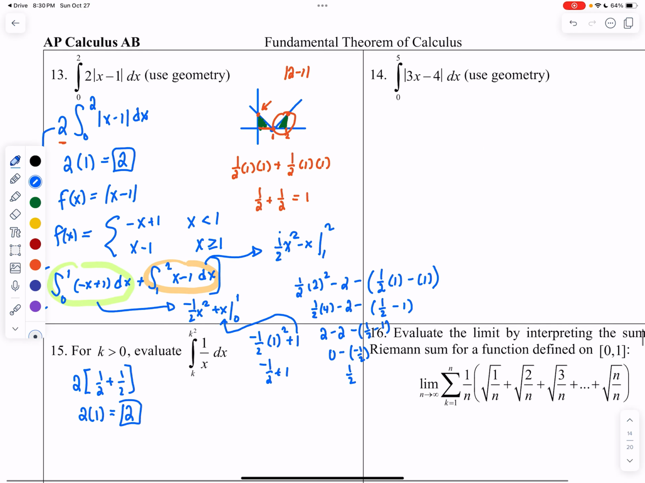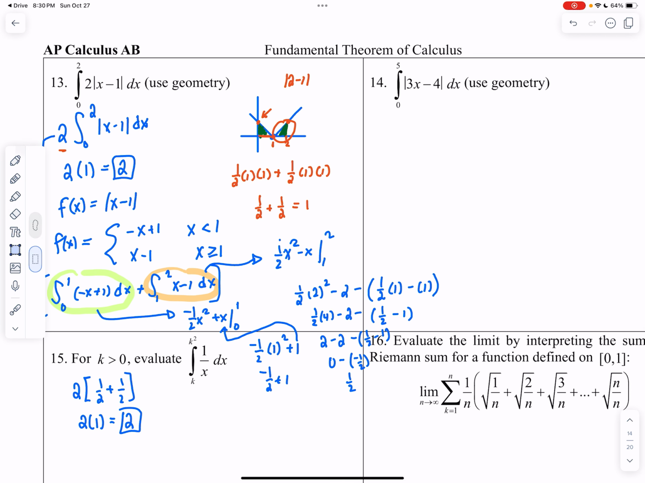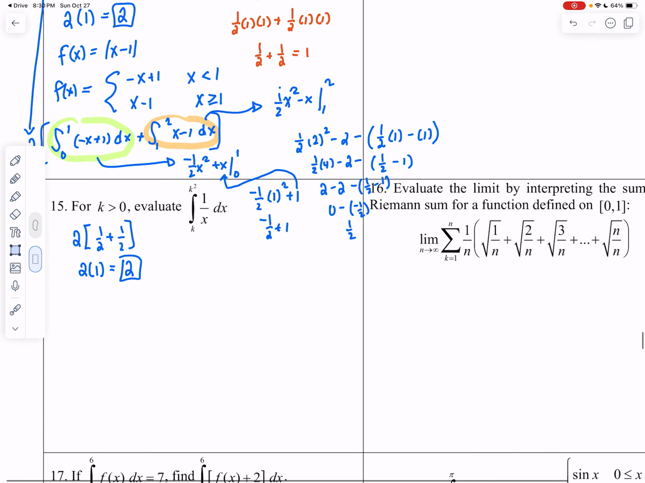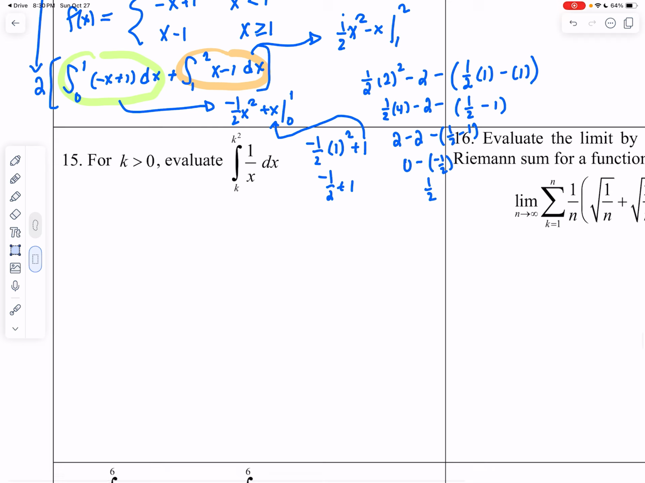Okay, let's see. Number 14, you're going to use geometry or use FTC, whatever works for you. 15, we're going to do the same thing here, where we want to evaluate this lovely integral for k greater than 0. Now notice how your function here is going to be continuous for k greater than 0. And since k is greater than 0, whenever I integrate 1 over x, I'm going to drop my absolute value bars just because, once again, k is going to be greater than 0.